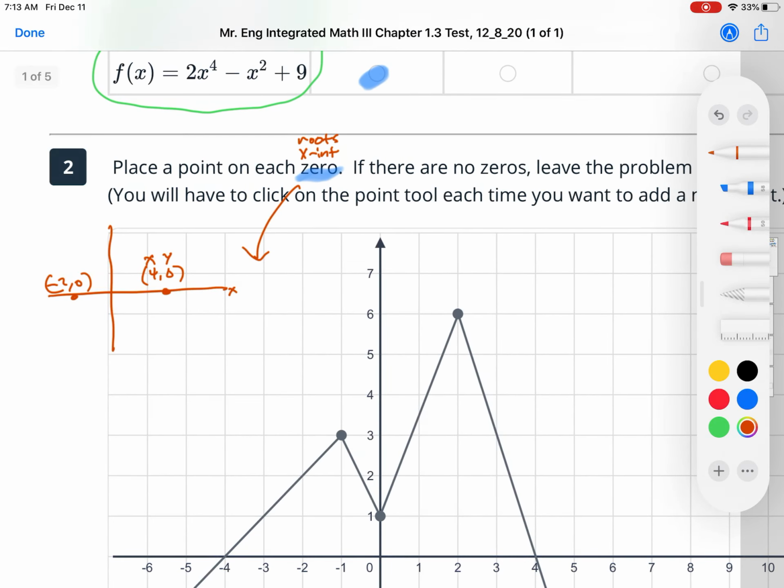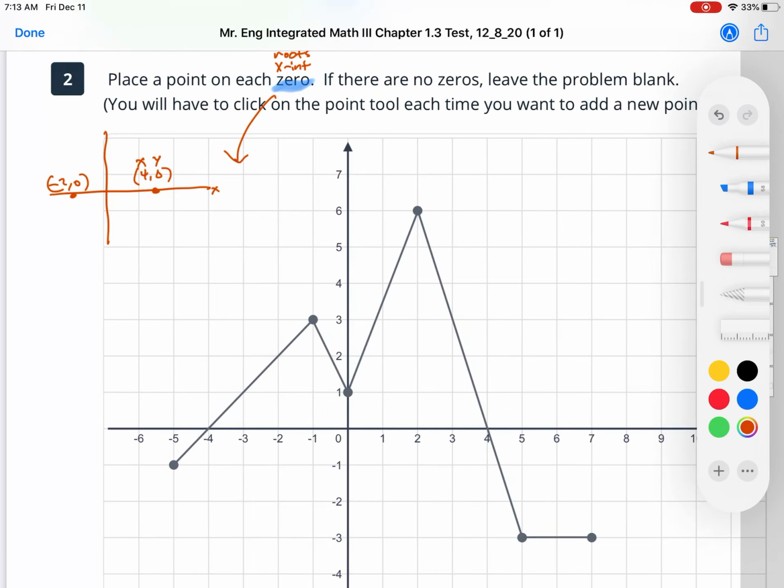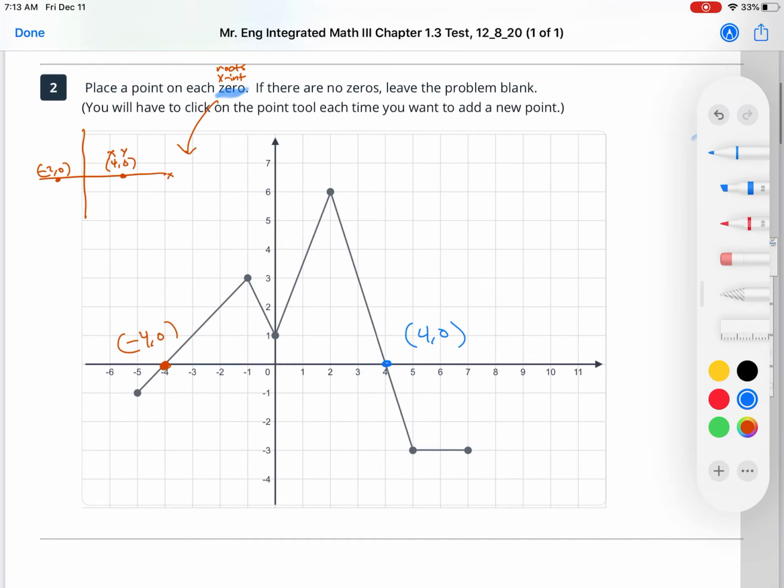Okay, so we just need to add them on this graph. So I have one here at (-4, 0). All you have to do is add that orange point. And then over here at (4, 0). Those are my zeros of my graph. Okay?